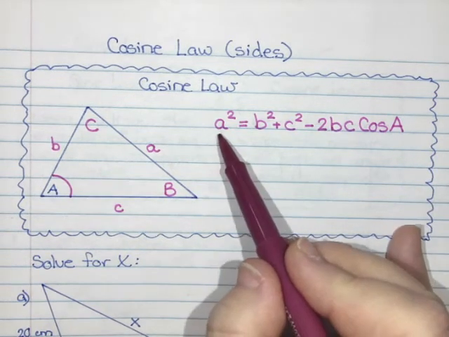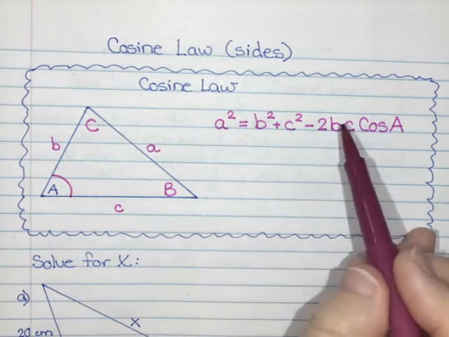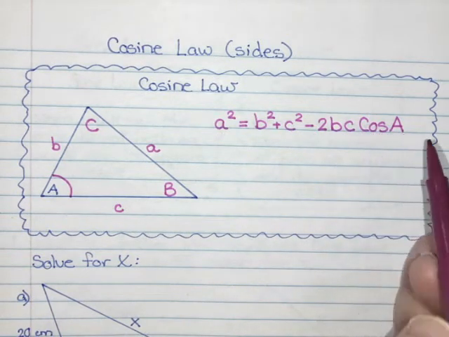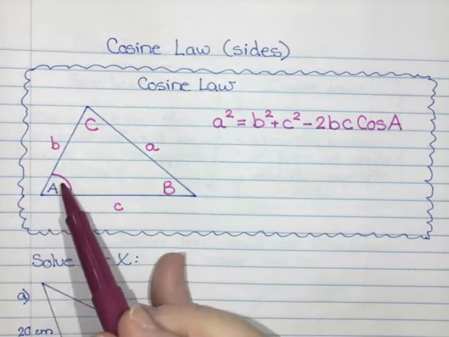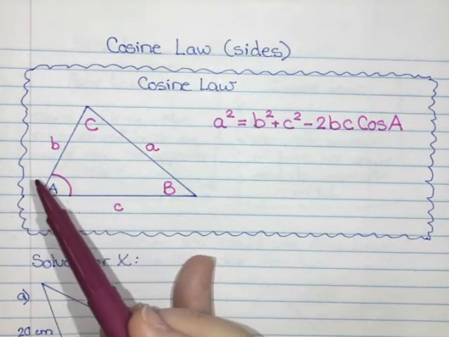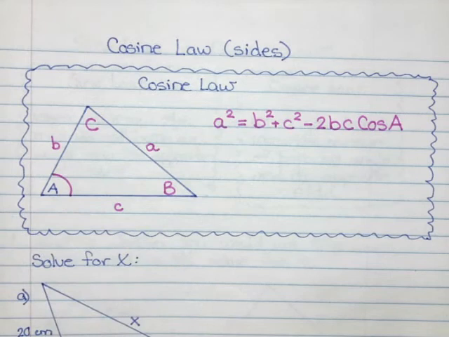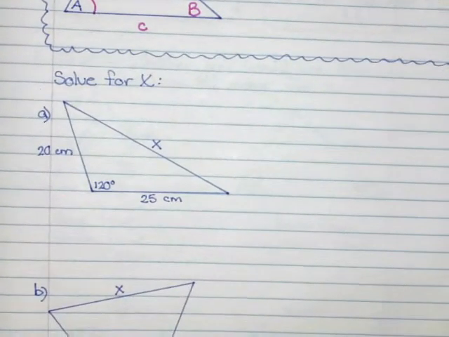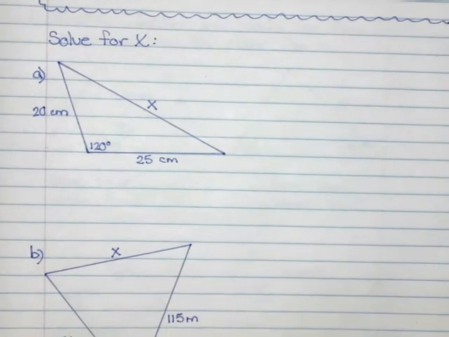So I have A squared equals B squared plus C squared minus 2 times B times C times cosine of A. And the key to this formula is making sure that A is the angle that's given in your question or the angle that you're trying to solve for. So this week we're just doing side lengths, but next week we will be talking about how to find angles. So we need to try this out, see how it goes. So our first example says solve for x in each of the following triangles. Round your final answers to 2 decimal places.